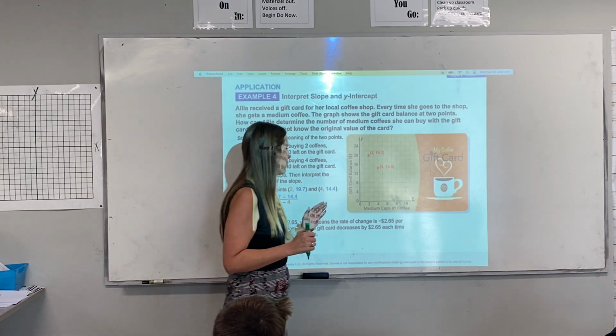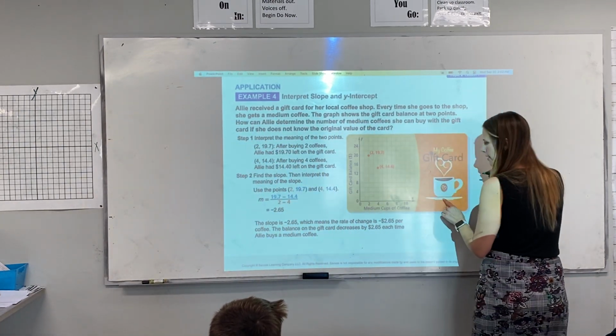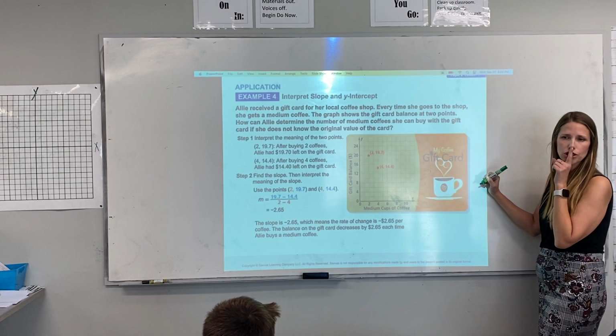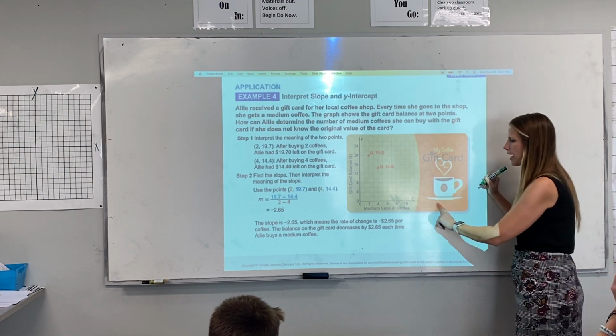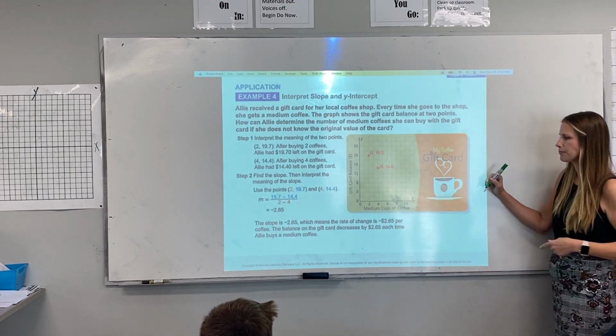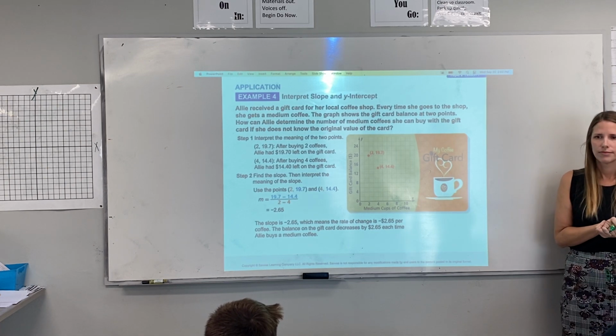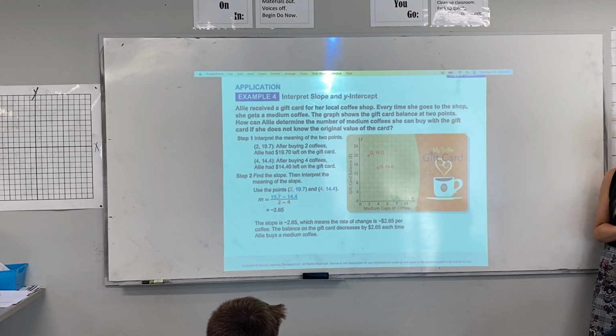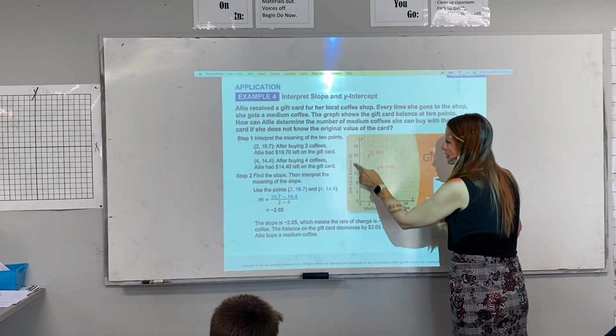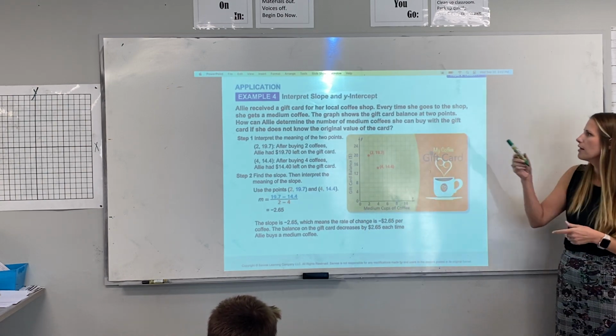And let's see what we have going on here. Our x-axis, what does it represent? Medium cups of coffee. What is our y-axis? Gift card balance. Okay, let's read a little bit more.